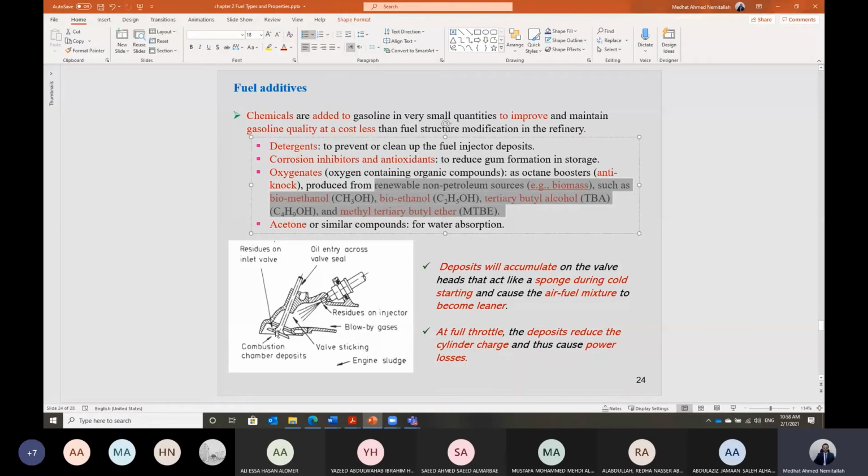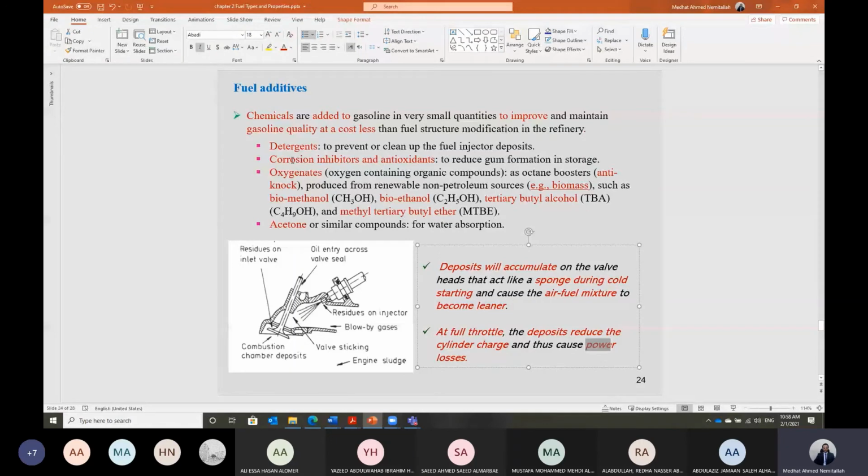You can see here, shabab, if we have some deposit on the intake valve even, then at engine cold start this will act like a sponge. It will absorb the fuel injected to the cylinder, and it will result in very poor cold start of the engine. Also, at higher load, if we have severe accumulation on the intake valve, it will reduce the intake area of the charge, and it will reduce the amount of fuel to the cylinder at higher load conditions. So this will result in a reduction of the engine power. And that's why we have to add some detergents to the fuel in order to clean up the fuel injector.